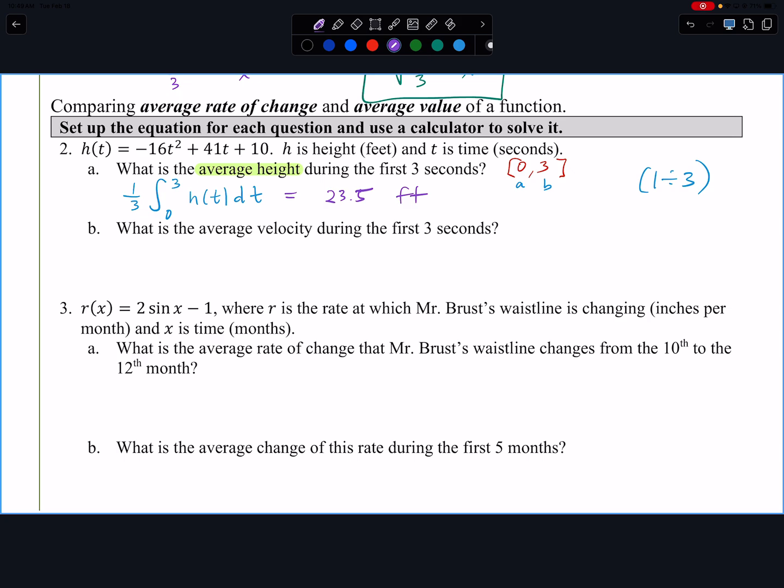Okay? This is asking us to find the average velocity. So this is asking you guys to find the average rate of change. So this is worded in a very tricky way. They're trying to trick you. So this is where we're going to use f of b minus f of a over b minus a. Okay, is everybody cool with that? Because velocity is rate of change.